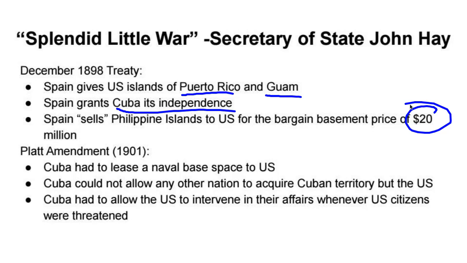Then, the Platt Amendment in 1901, after Cuba gained its independence, guaranteed that Cuba had to lease a naval base to the United States. Cuba could not allow any other nation to acquire Cuban territory but the United States. And Cuba had to allow the U.S. to intervene in their affairs whenever U.S. citizens were threatened. And this is the loosey-goosey, like, man, this could really turn into something if the United States wanted to turn it into something.